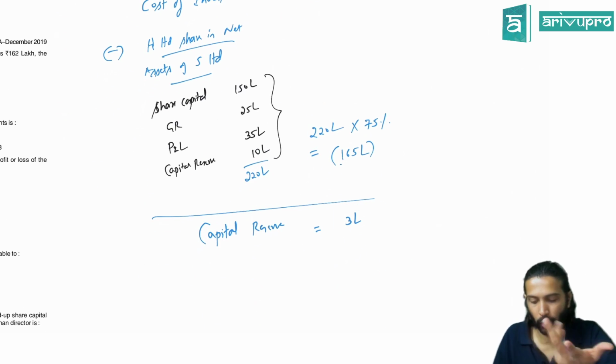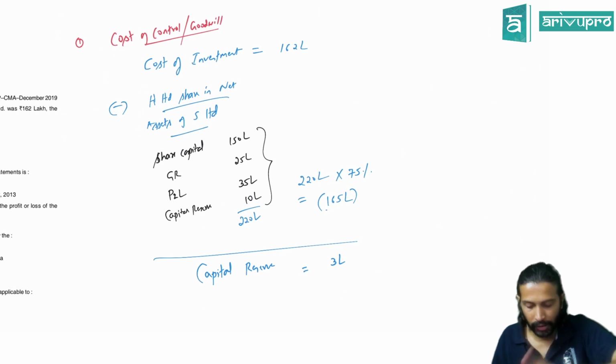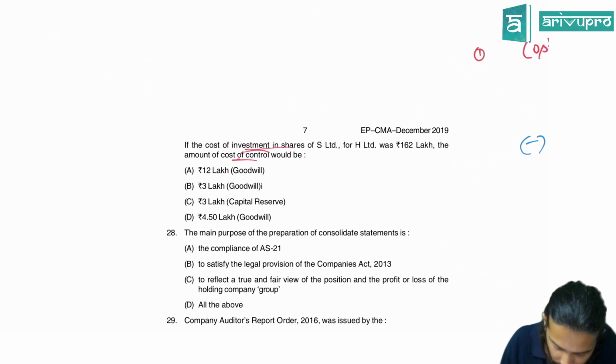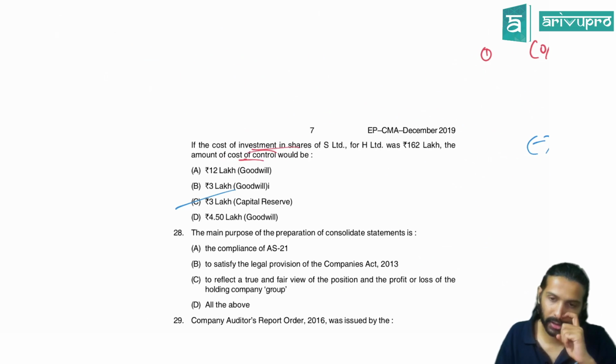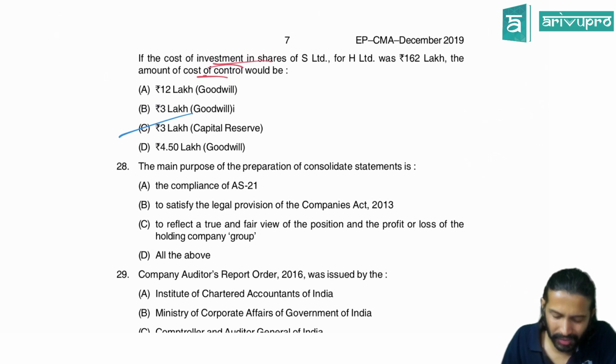That is the logic. If you don't want logic, use the formula approach: this minus this. Positive number, goodwill; negative number, capital reserve. Whichever works for you. So the answer is capital reserve 3 lakhs. That should be the answer. The previous one and this one were more or less similar.